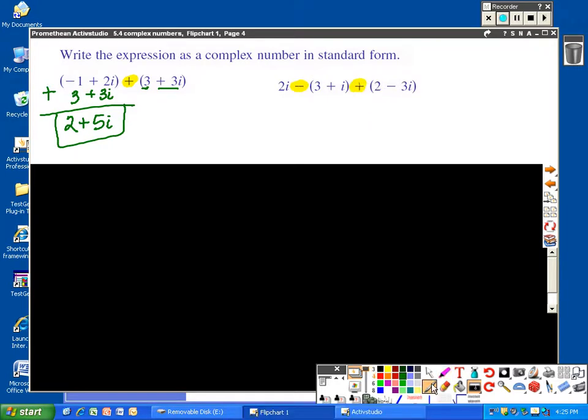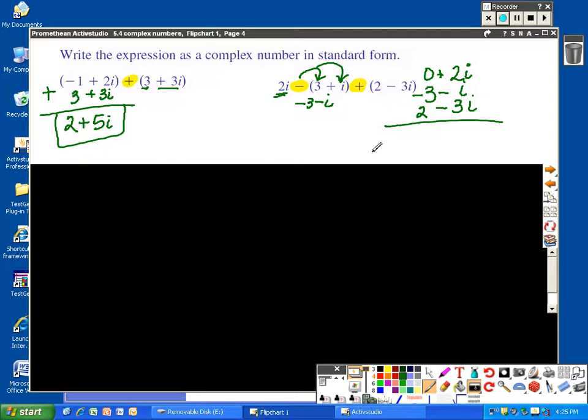So first, let's take our 2i. And then let's distribute this negative through. So it would be a negative 3 minus i. And let's line that up under our 2i. The negative 3 is real, so I have 0 real here, and the negative 1i under the positive 2i. And then I am adding 2 is real, the negative 3i is imaginary. And I can just now add all of these.